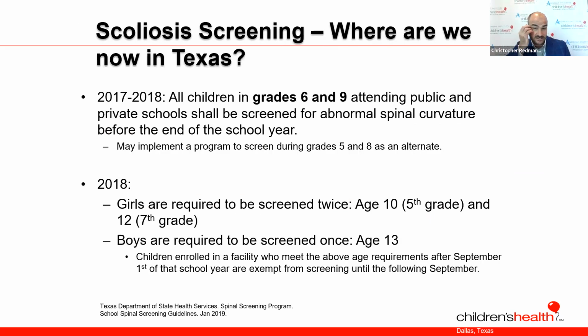This brings us to the state of Texas. The Texas state legislature currently requires all children, males and females, to be screened. But as of 2018, girls were only required to be screened. Females were required to be screened twice, once in 5th grade and again in 7th grade, and boys are required to be screened only once in 8th grade. This legislation is different from the past when males and females were both required to be screened twice, and it fits more with the recommendations of the American Academy of Orthopedic Surgery, as males are less likely to develop significant curvatures.